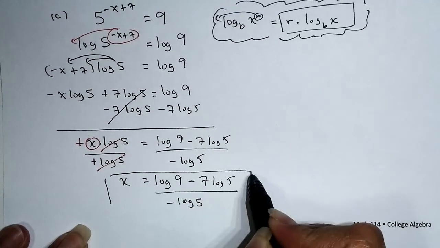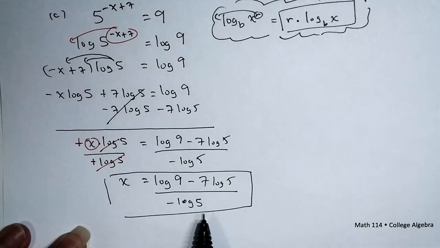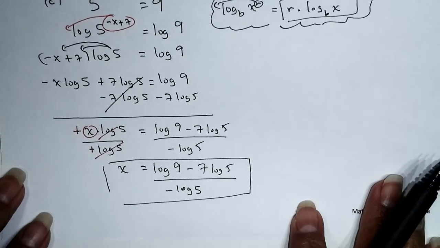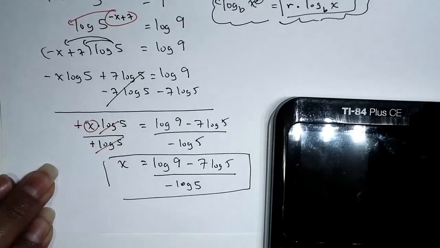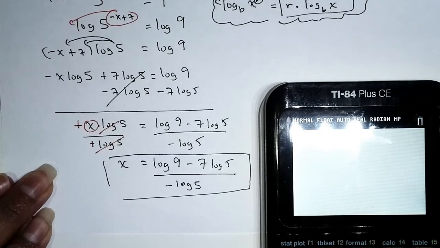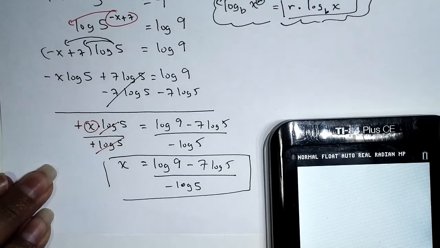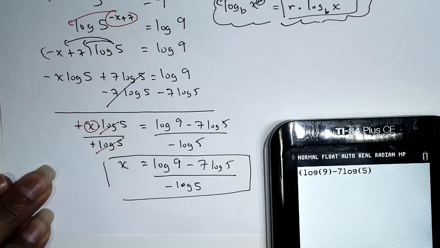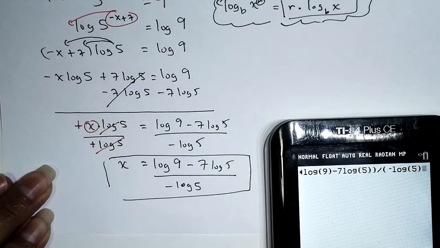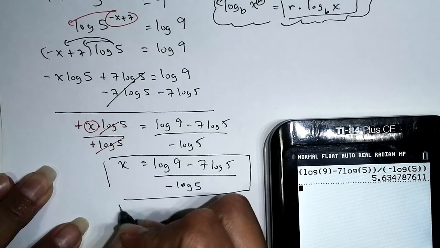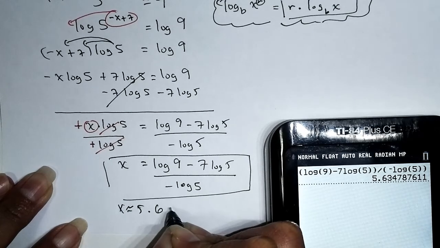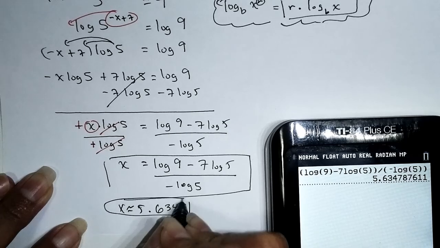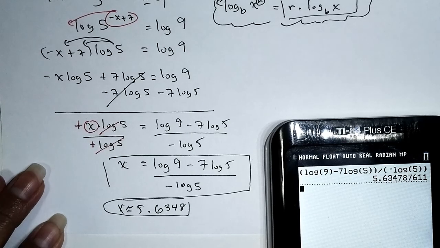Now, depending on how we approach this problem, our expressions may not be exactly the same, but when we punch it into our calculator, we will definitely get the same decimal approximation. So let's go ahead, open the numerator. Give me a sec. Cool. So open the numerator, and that will give us log 9, close the argument, minus 7 log 5, close the argument, close the numerator. And we're going to divide that by negative log 5. And then the calculator gives us about 5.6348. Awesome. Cool. So I think that was our last problem. Thank you.